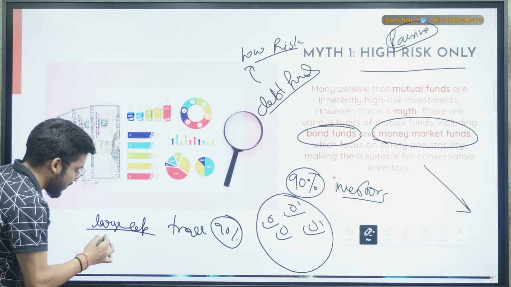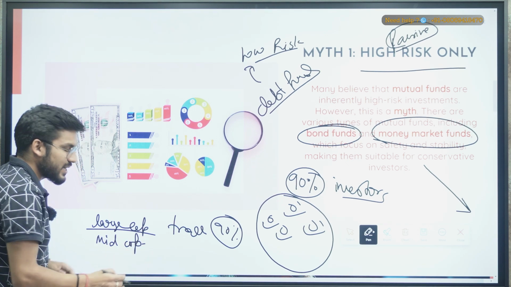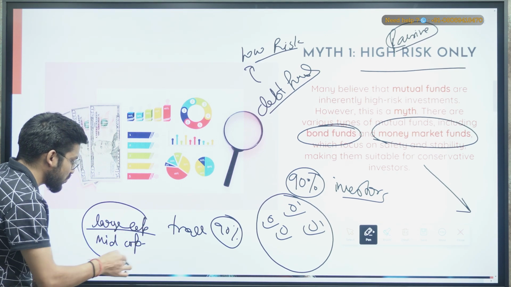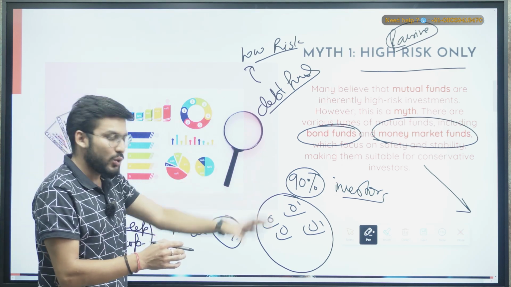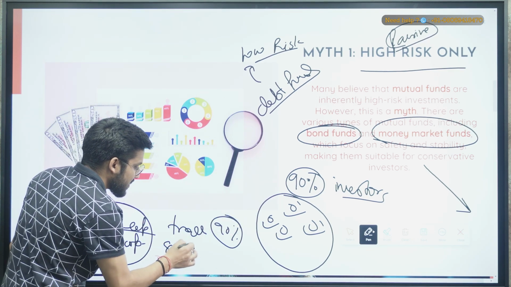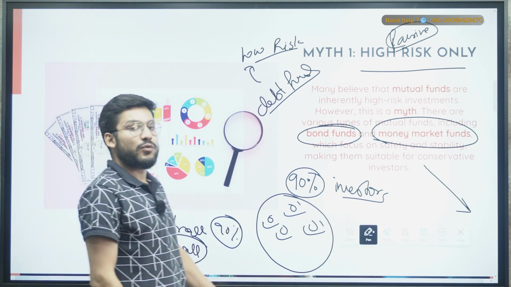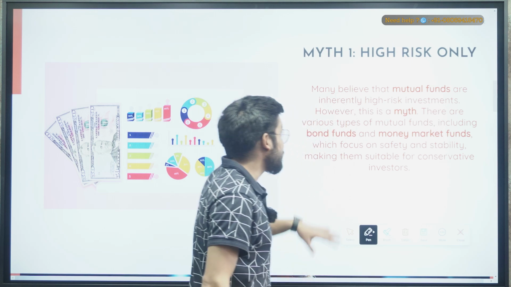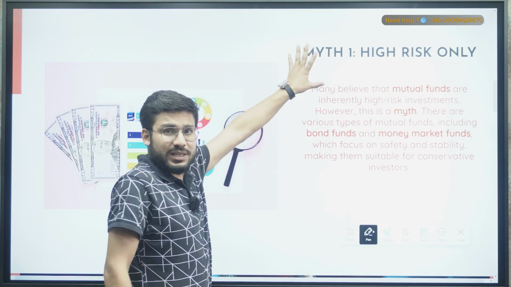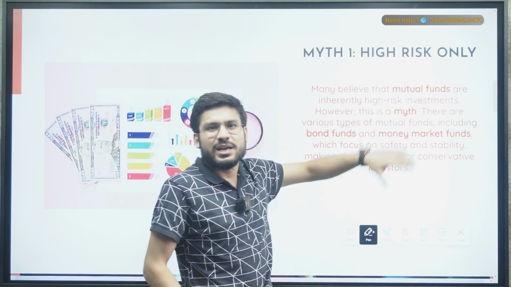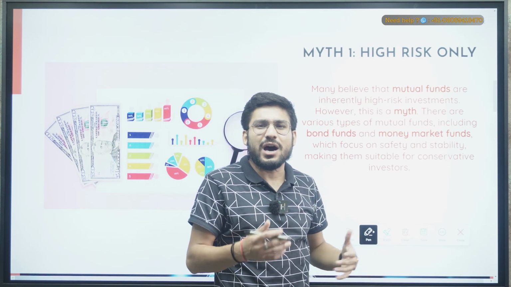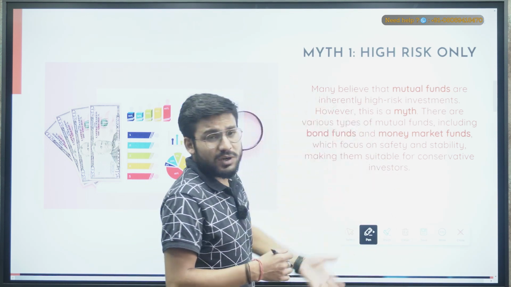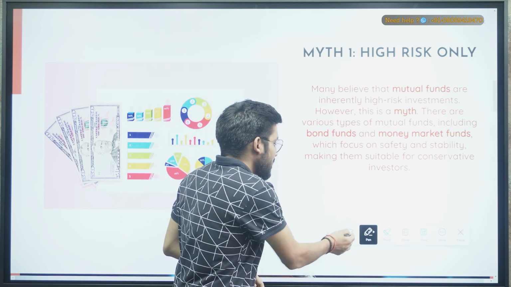Then we have mid cap. In mid cap the risk is moderate, so you can also adopt this one. And if you want to take low risk, then you can avoid the small caps, right? It will provide you good profit but consists of good risk as well, right? So that was your first myth, but that myth is not correct, right? There are still so many ways how you can avoid high risk in investment.